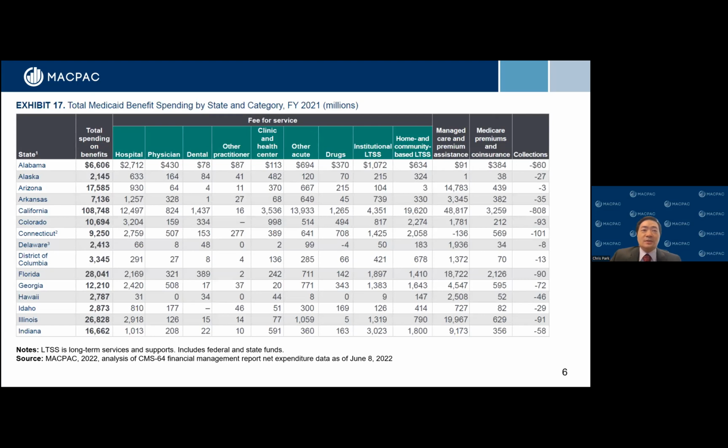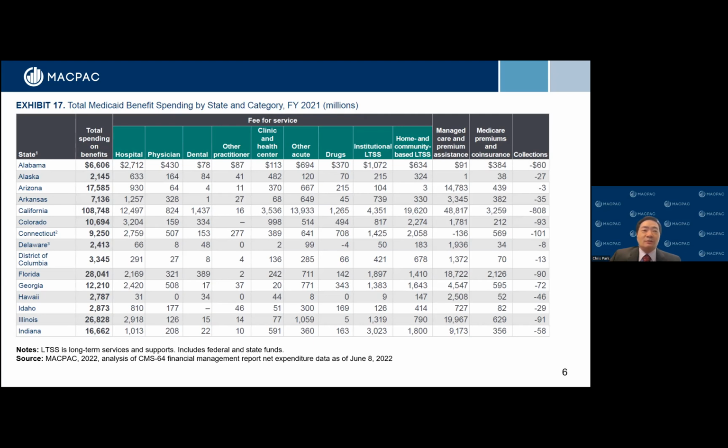This exhibit uses CMS 64 data to show total Medicaid benefit spending by state and categories of service. A few things I'll highlight in this example. The first is that managed care spending represents the capitation payments the states made to managed care plans. The CMS 64 does not collect information on what the plans actually paid to providers. The second is to highlight the negative $136 million in managed care spending in Connecticut.